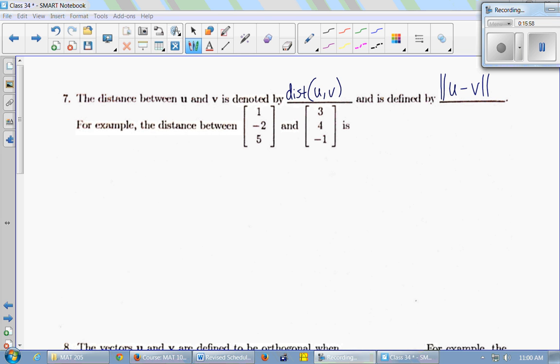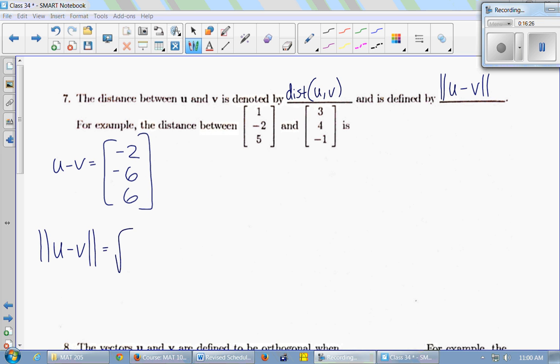So for example, the distance between (1, -2, 5) and (3, 4, -1). First I have to get the difference. So u minus v is 1 minus 3, which is negative 2. Negative 2 minus 4 is negative 6. 5 minus negative 1 is 6. There's u minus v. Then I have to get the length of u minus v, which is going to be the square root of 4 plus 36 plus 36, which is the square root of 76.